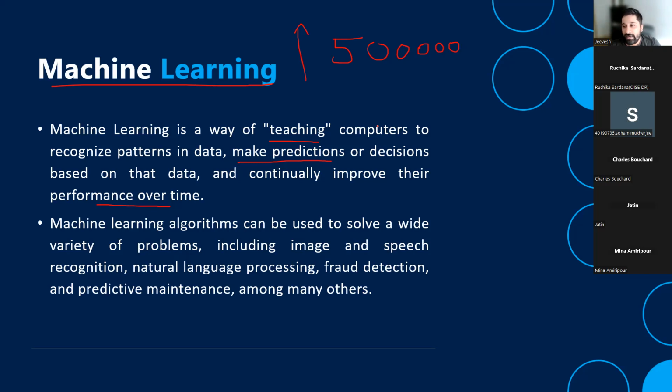Just the way people write code, people might write good code, people might write bad code. Similarly, machine learning models might be good, they might not be so efficient, or they might be bad, depending upon how they have been created.